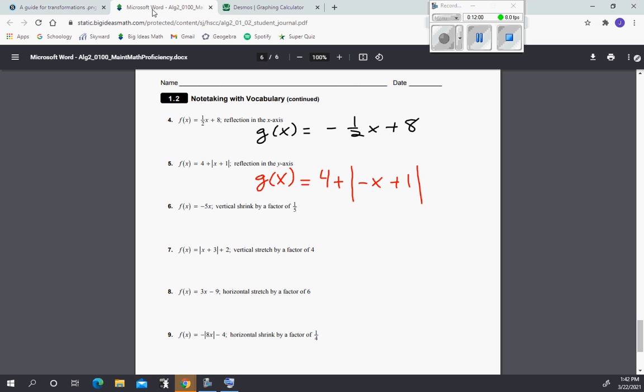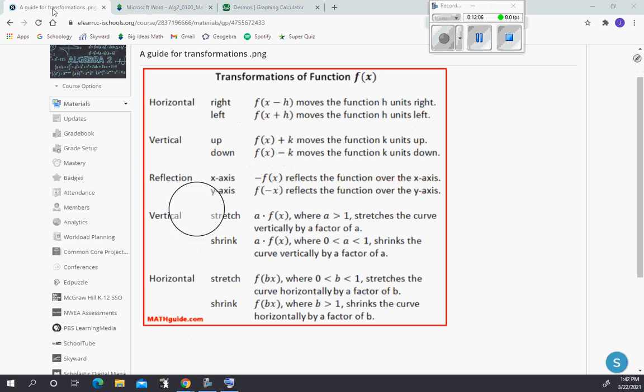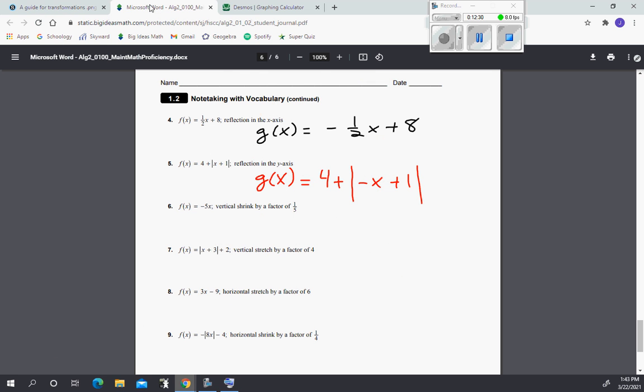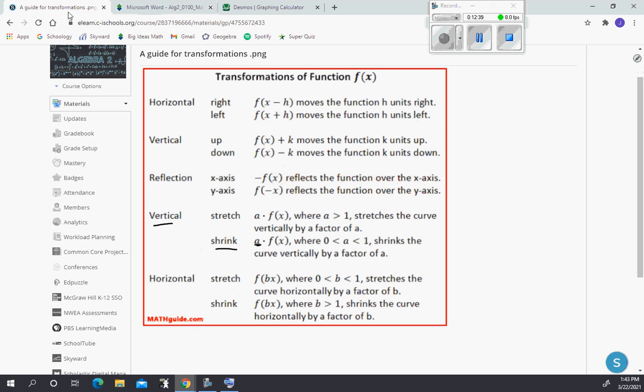F of x equals negative 5x. We want a vertical shrink by a factor of 1/5. So go to our cheat sheet. Vertical shrink. We'll find vertical, find the word shrink, and it's a times f of x, where 0 is less than a, but a is also less than 1. And it shrinks the curve vertically by a factor of a. So we need a number smaller than 1, which we already have, 1/5. And how does that affect f of x? Well, it's that number out front. So we want the number a to be multiplied by the number out front.